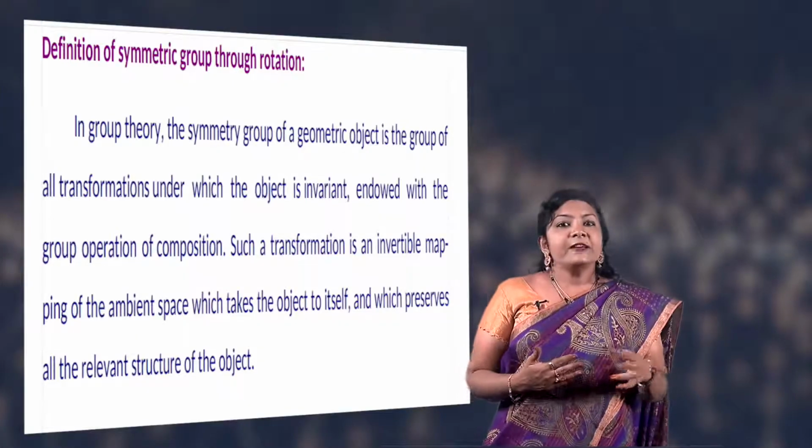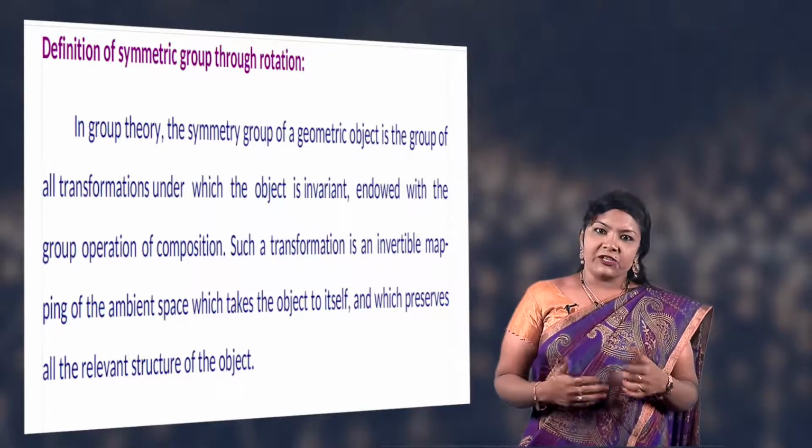In a previous module, we already proved that the symmetric group Sn for n equal to 3 is non-abelian. So, we leave it to the reader to prove Sn is non-abelian when n is greater than or equal to 3. Next is the definition of symmetric group through rotation.